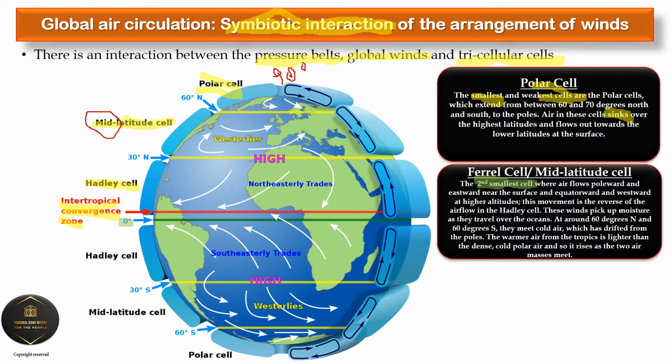And why do we say so? It's because in this cell, air flows polewards. So it flows towards the poles and eastwards near the surface. It means our air at this side will be flowing towards that direction. Let me use a laser towards that direction. As much as air in a polar cell will flow towards the equatorial regions, and you'll see that these two air masses are of different moisture and different temperature.